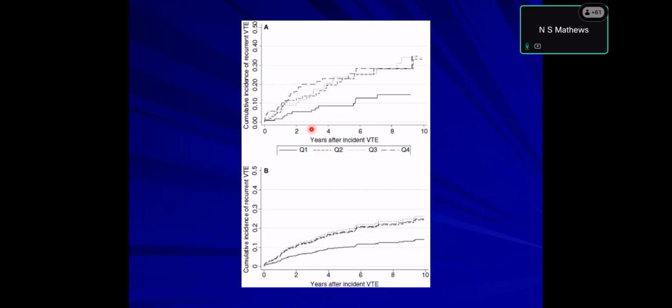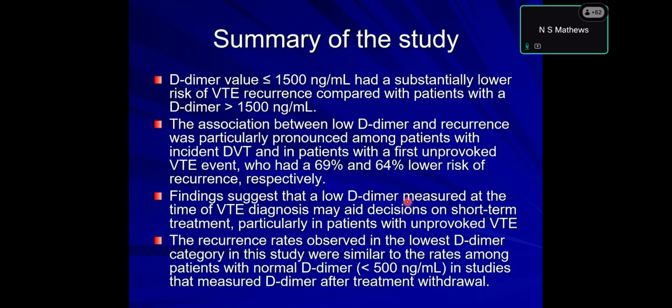That is evident in the tabular form as well. This is the quartile one with minimal incidence of recurrence versus the other two groups, however you look at it. So the summary of that study was that a D-dimer value less than 1,500 has a substantially lower risk of VT recurrence compared to patients with a D-dimer more than 1,500, and the association between low D-dimer and recurrence was particularly pronounced among patients with incident DVT and in patients with a first unprovoked VT event, who had a 69% and 60% lower risk of recurrence, respectively.